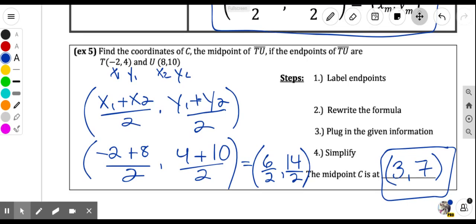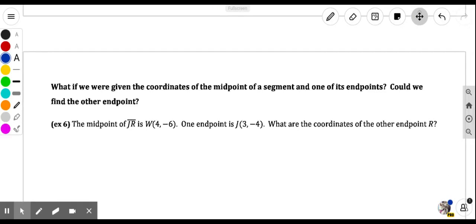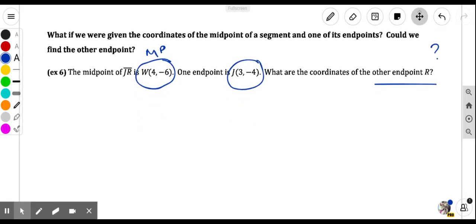The next example, we have to work backwards a little bit. We are given an endpoint and we're given the midpoint and we have to find the other endpoint. So see how it says this is the midpoint, this is one endpoint, and then what are the coordinates of the other endpoint? So there are a few different ways you can do this. There's one super easy way, and then there is a more algebraic way. So I'm going to show you both.